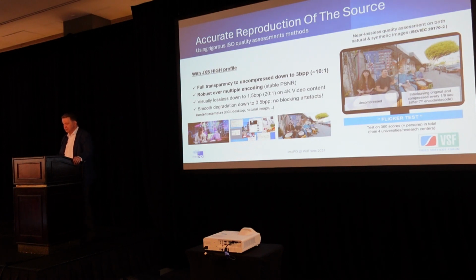And pretty much down to 3 bits per pixel, nobody can see anything. You literally can't see anything at 3 bits per pixel. That gets you about a 10-to-1 compression there. You can get visually lossless, so it's still very hard to see anything, down to 1.5 bits per pixel, so you get closer to the 20-to-1 ratio.